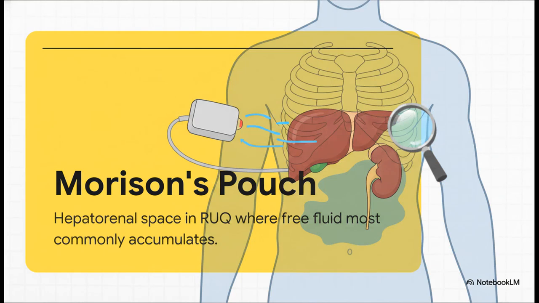Step 1 is the right upper quadrant. Since the liver is the most commonly injured organ in blunt abdominal trauma, this view is incredibly sensitive. You anchor your probe at the 10th intercostal space at the mid-axillary line. Here, the liver acts as your acoustic window. It's basically a clear lens for your sound waves, allowing you to spot dark, anechoic fluid hiding out in Morison's pouch, right between the liver and the right kidney.